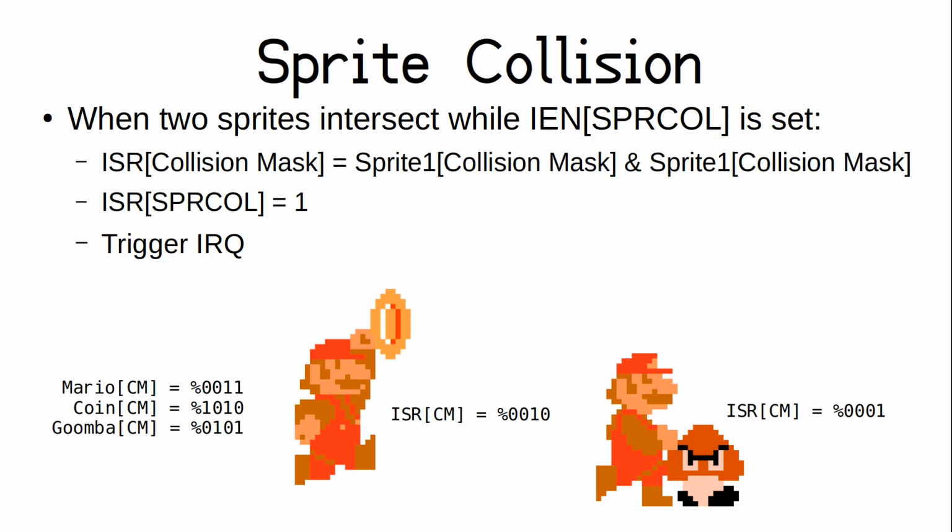Now when Mario intersects with the coin, it triggers a collision with binary 0010, because this was a class 1 collision, which we could then interpret as an avatar item collision. If Mario collides with the Goomba, it is a class 0 collision, which we can then call an avatar enemy collision. We could then come up with different kinds of collisions for classes 2 and 3, or combinations of different classes where the sprites have more than one collision mask bit in common.